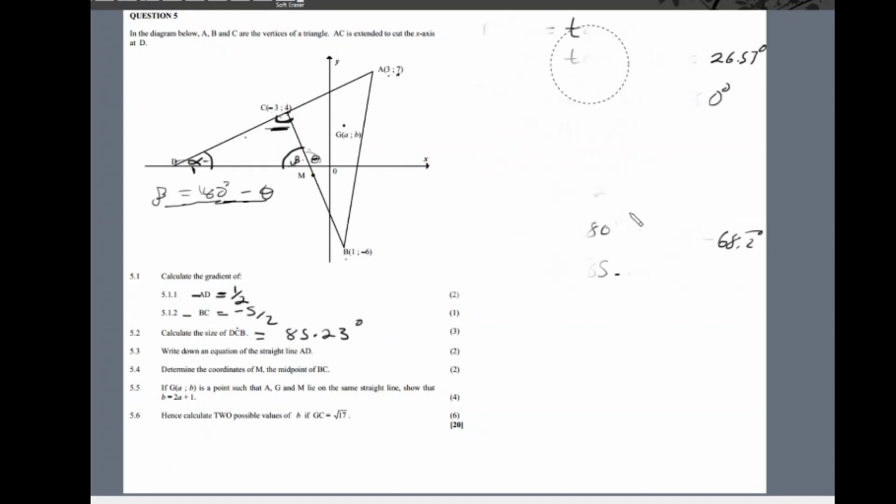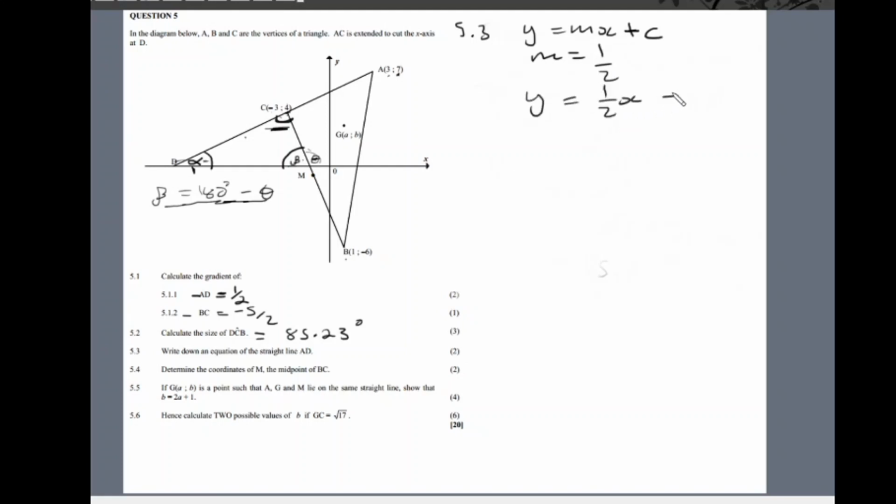Moving on to 5.3. Write down an equation of the straight line AD. Right, so we already have the gradient of AD. Remember, the equation of a straight line is in the form of y is equal to mx plus c. We already have the value of m, that gradient of AD, which is 1 over 2. So now my equation is just y is equal to 1 over 2 x plus c. Right, so now I need to calculate c.